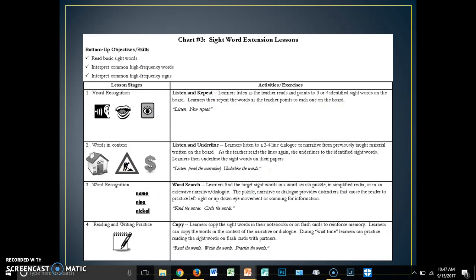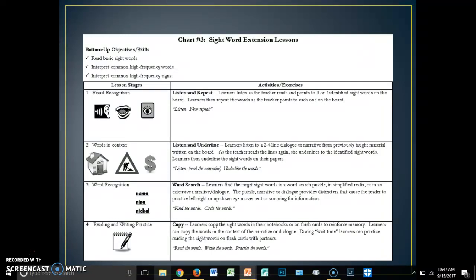Here's the chart for sight word extension lessons. The objectives: reading basic sight words, interpreting common high-frequency words, interpreting common high-frequency signs. These come out of the competencies for things like the CASAS reading test. We're going to start at the bottom, beginning with visual recognition, and we're going to work up to the top by going down your list, down to reading and writing practice.